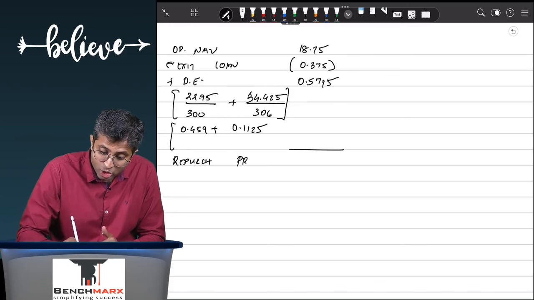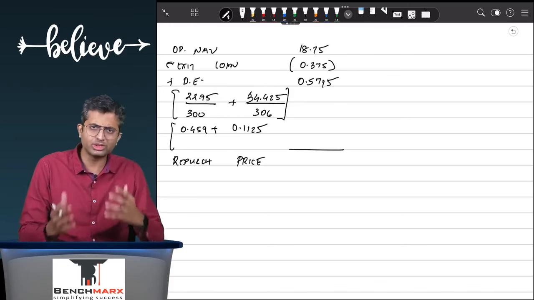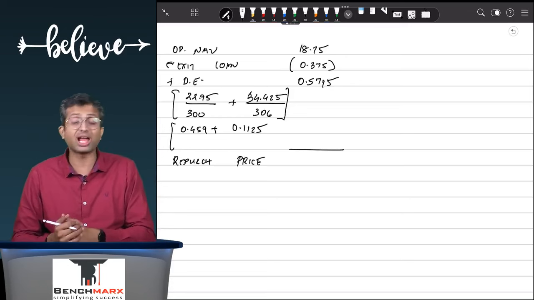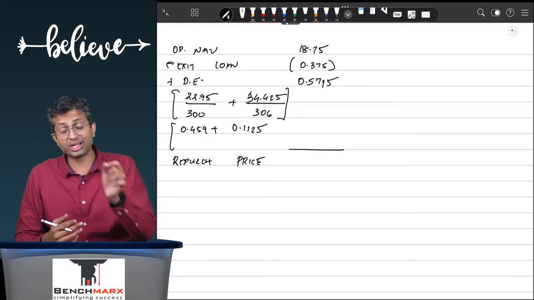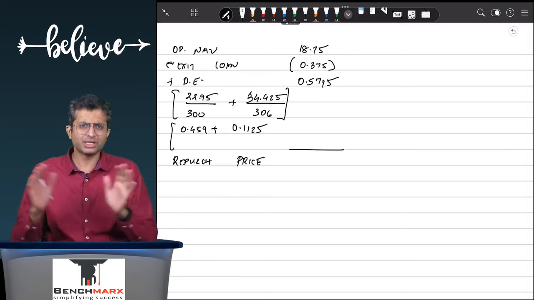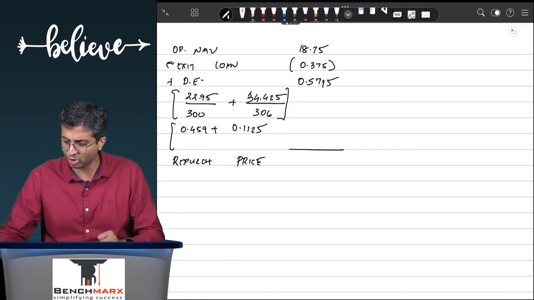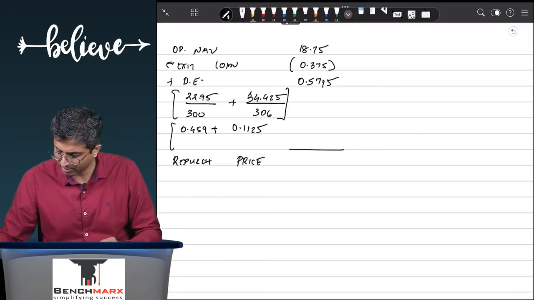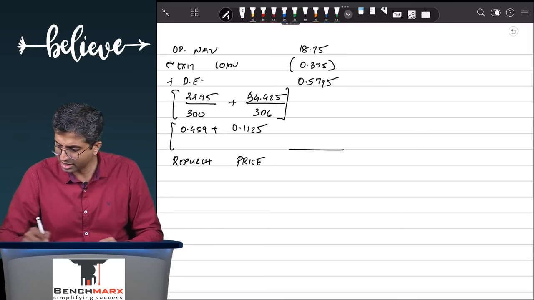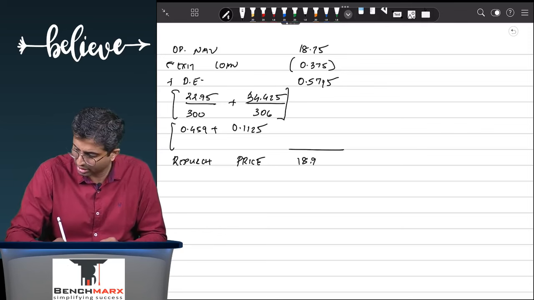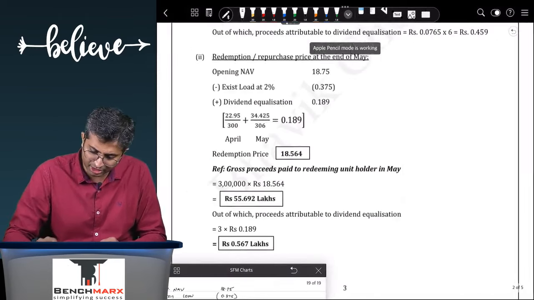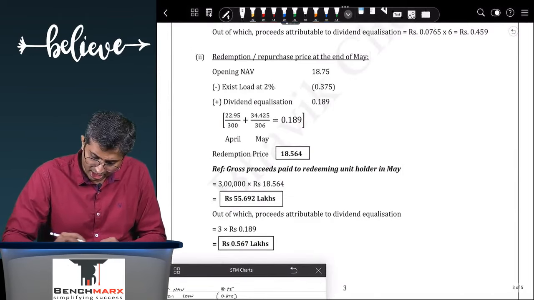Now if I had to do the similar working for June, then over and above what I've calculated here, I will also take the income of June and divide it by 303 units. But in this case, there is no additional units or repurchase happening in June, so we don't need to do this. So over here, minus 0.375 and 18.75, and this should be 18.9465. So we will just try to verify whether this working is correct.